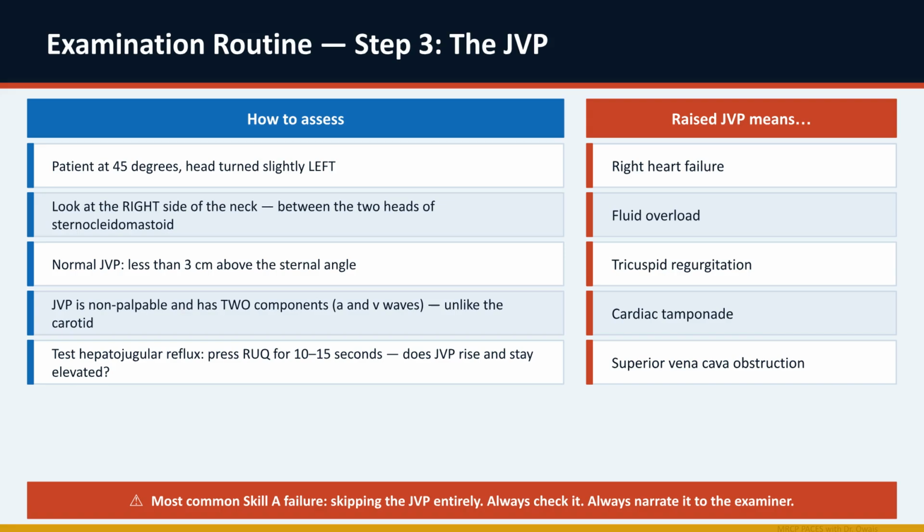Step 3 involves assessing the jugular venous pressure, or JVP. Position the patient at 45 degrees, head turned slightly left. Look at the right side of the neck. Normal JVP is less than 3 centimeters above the sternal angle. Remember, JVP is non-palpable with 2 components, unlike the carotid. Finally, test the hepatojugular reflux. Never skip the JVP. Always check it and narrate your findings.